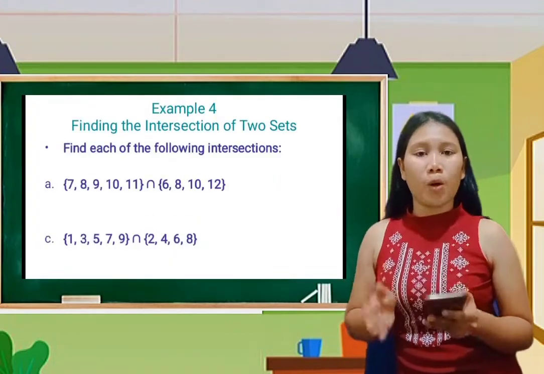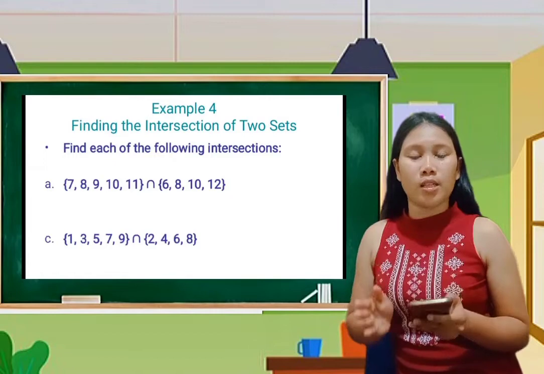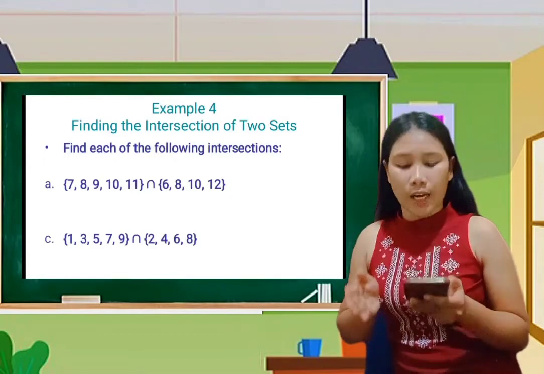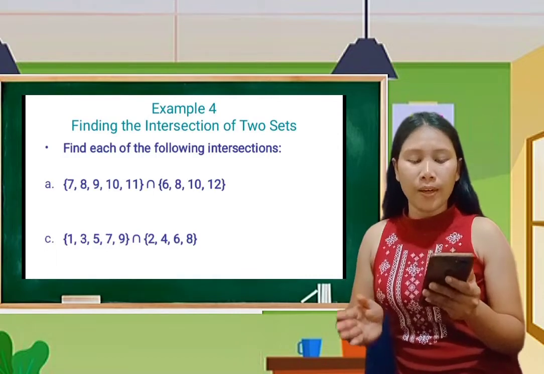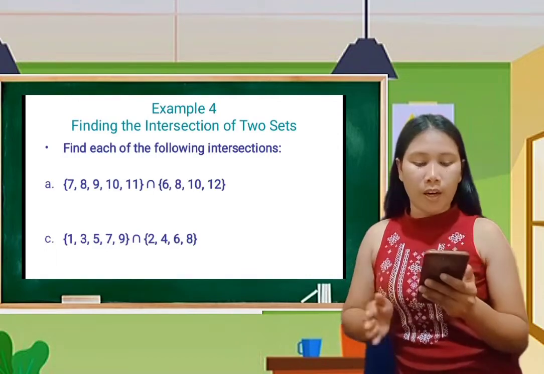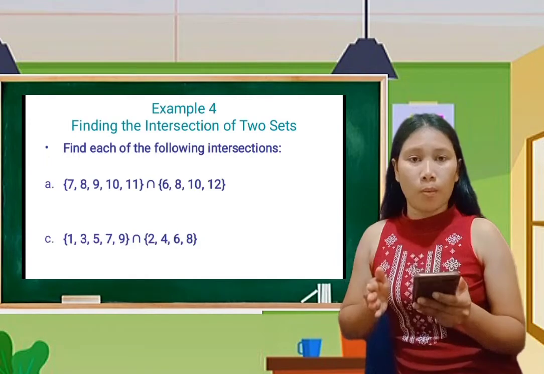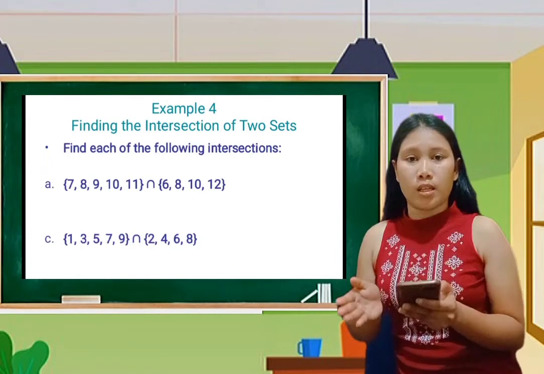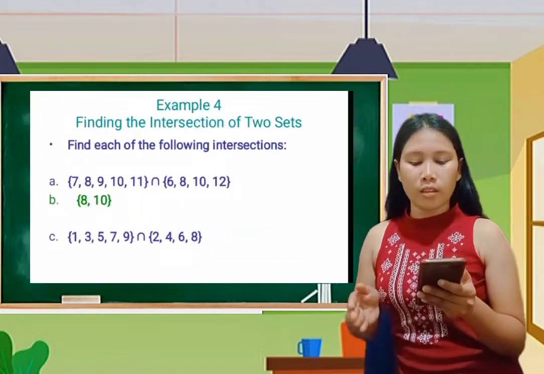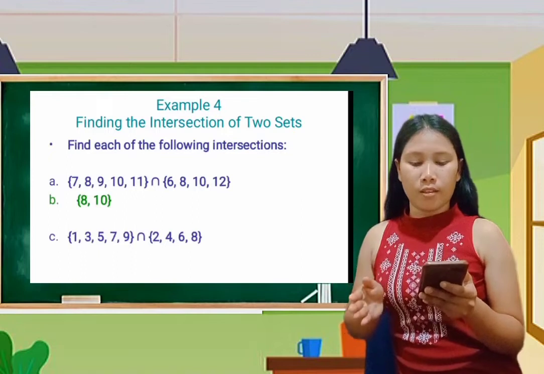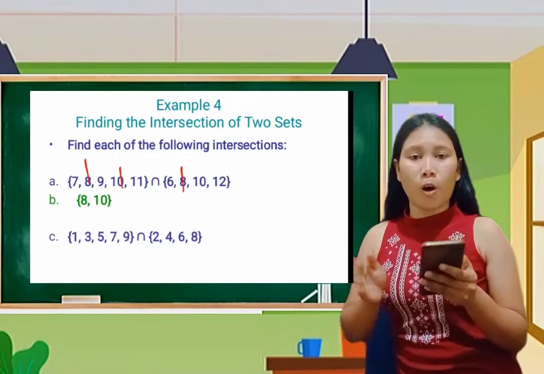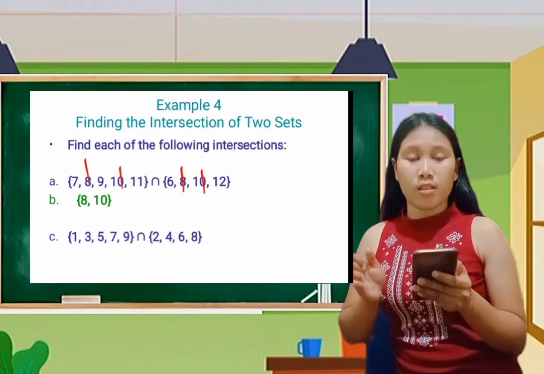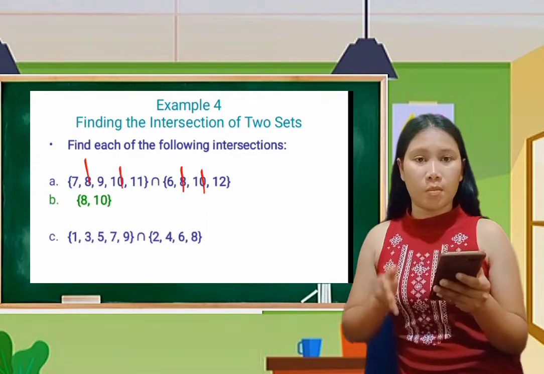For example, what is the intersection of the two sets if the elements of set A are 7, 8, 9, 10, 11, and the elements of set B are 6, 8, 10, 12? What is the intersection of these two sets? The intersection is 8 and 10, because 8 and 10 are the common elements of both set A and set B.